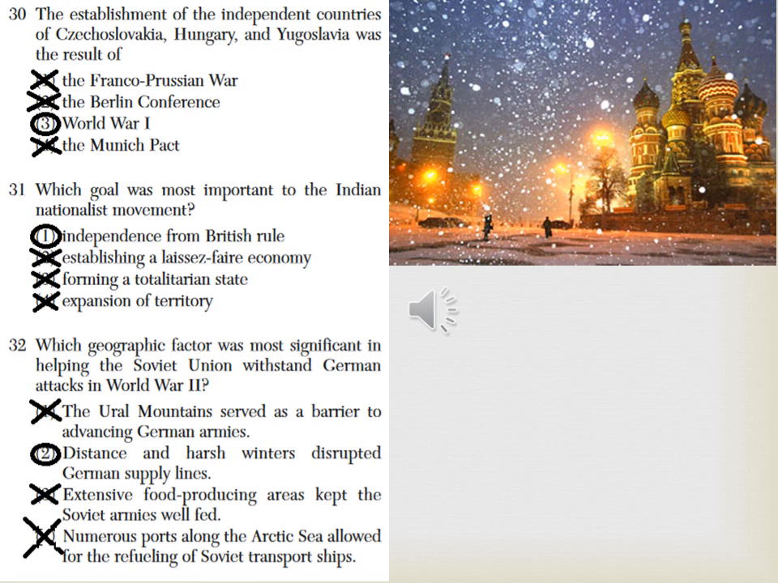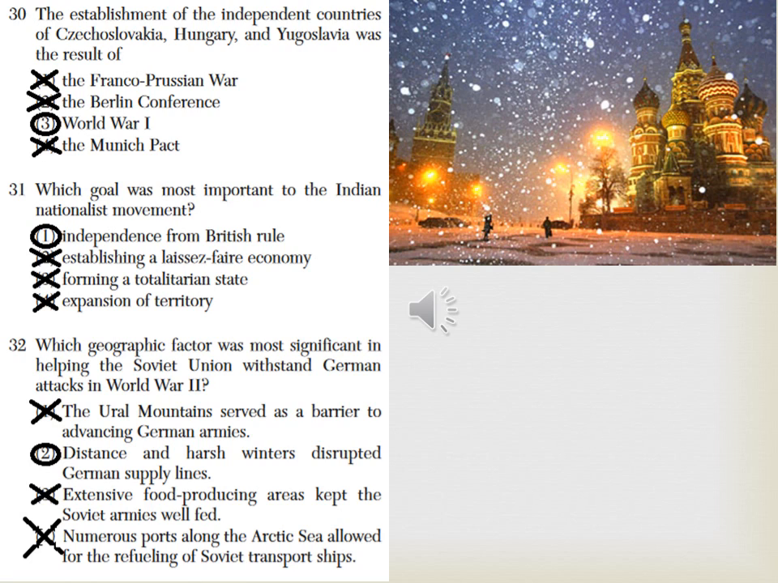Distance and harsh winters disrupted German supply lines. One thing you guys gotta know about Russia is, during winter it can get really, really cold. And Germans were not used to that type of weather. It can get cold in Germany as well. Germany is, but not as cold as Russia.